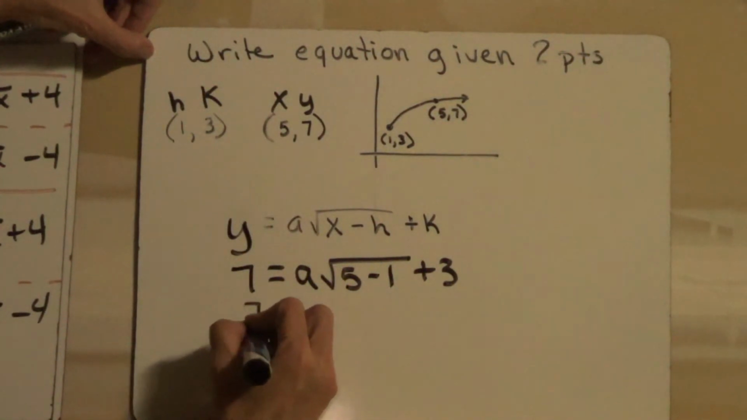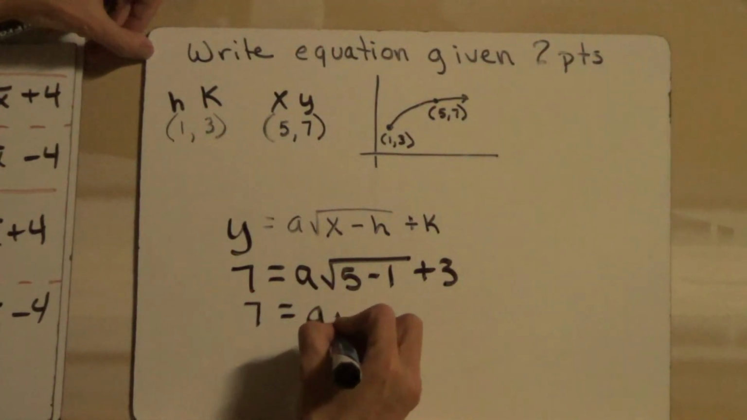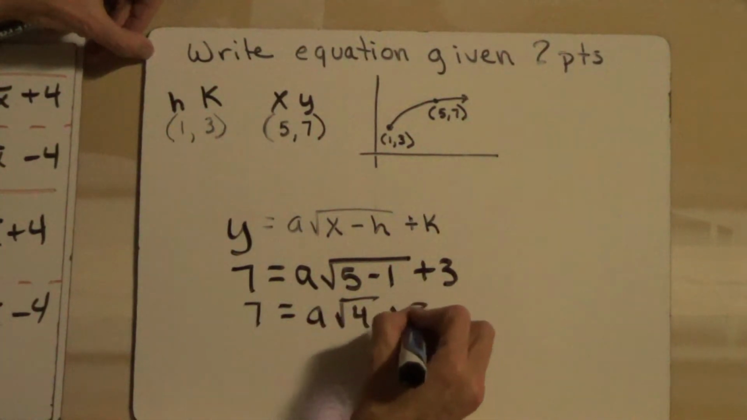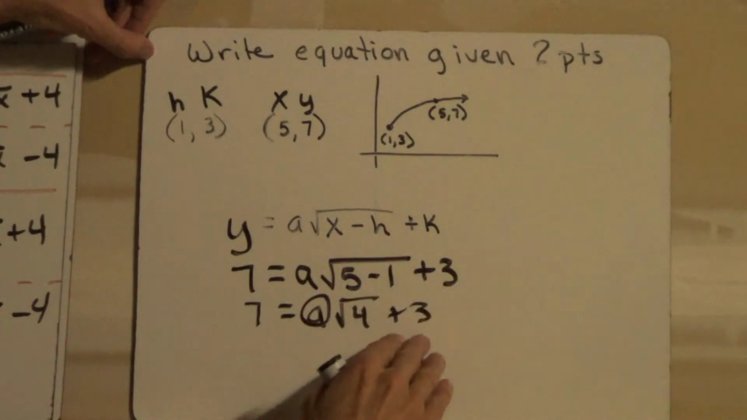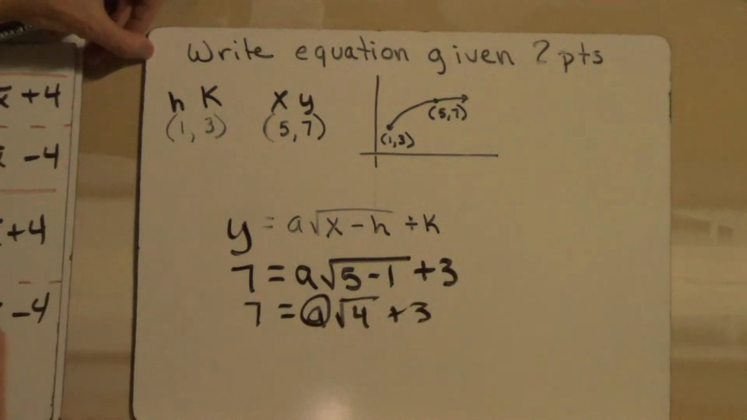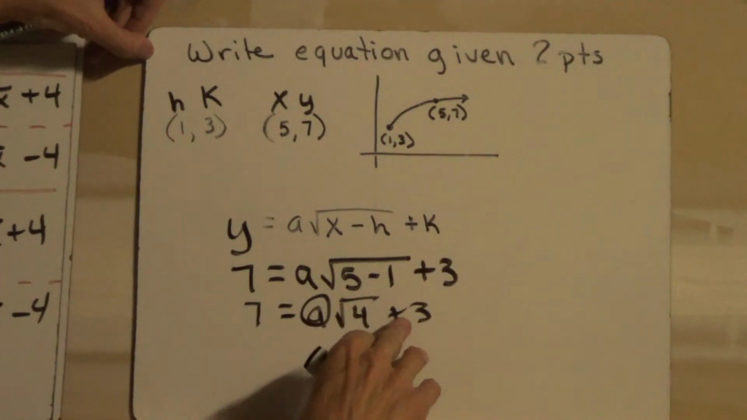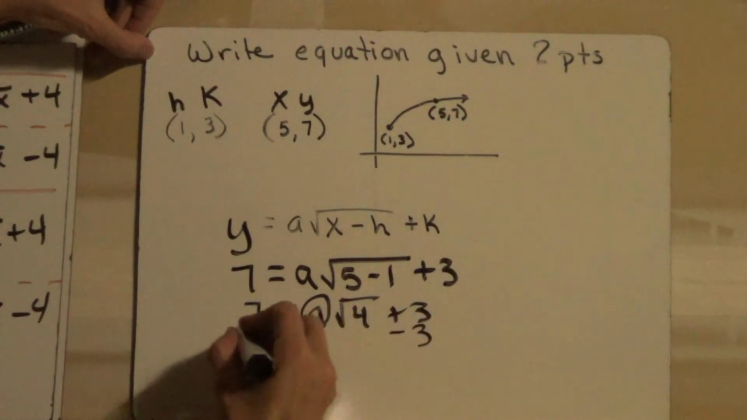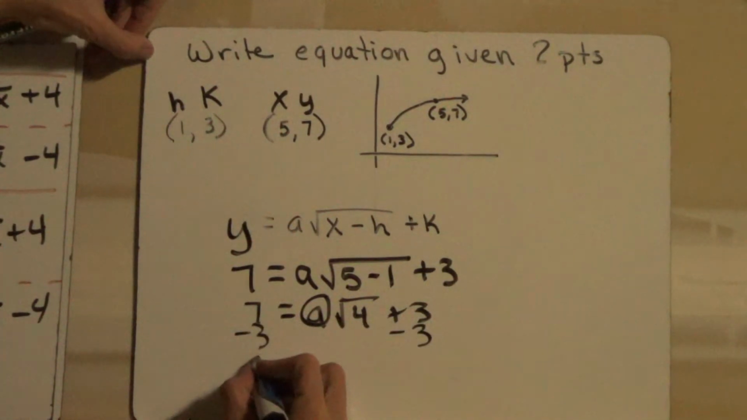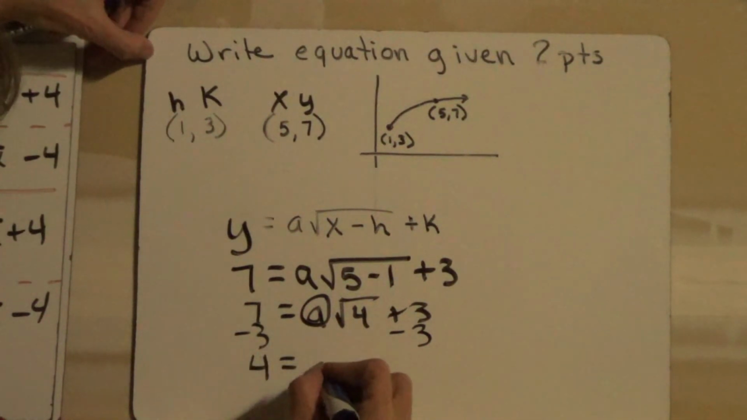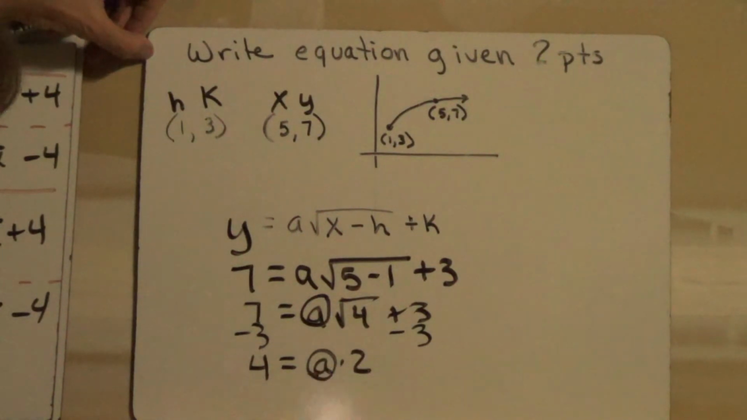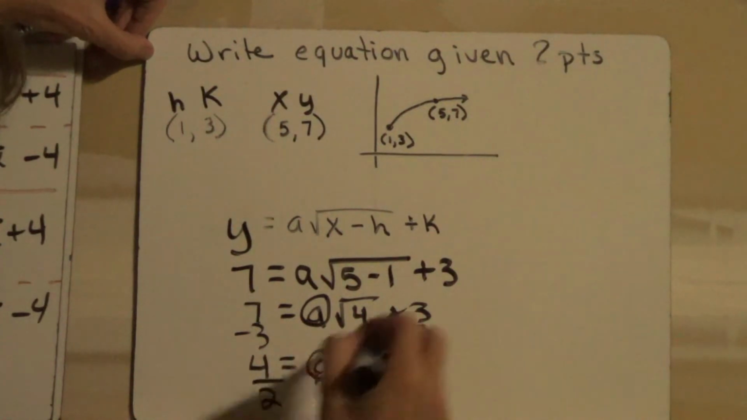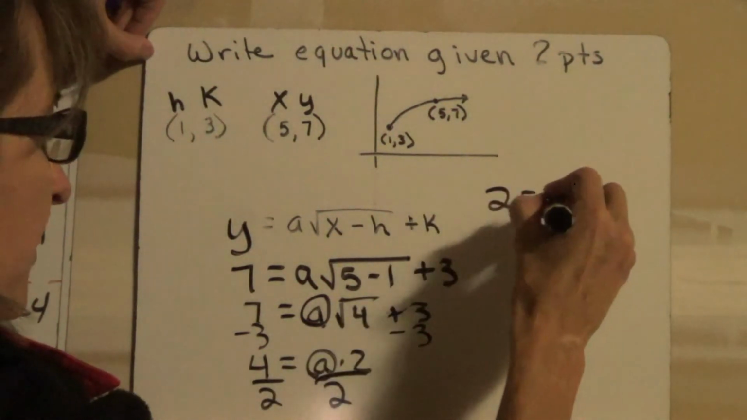Okay, so now we have 7 equals a square root of 4 plus 3. We're going to get the a alone. So the first thing you might do is subtract the 3 or take the square root of 4. It doesn't matter. But I'll subtract 3. And I would get 4 equals a times the square root of 4, which is 2. So now it's being multiplied, so we divide by 2. And we see that a equals 2.